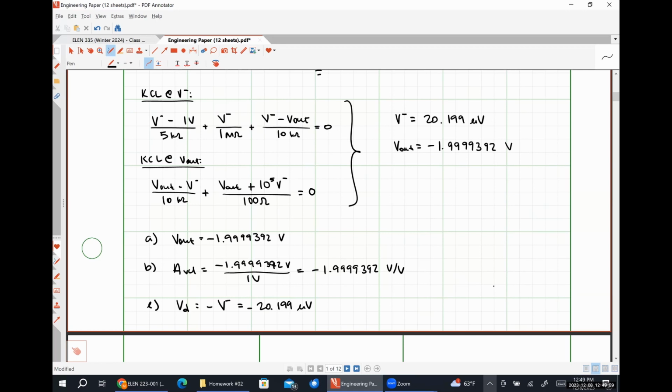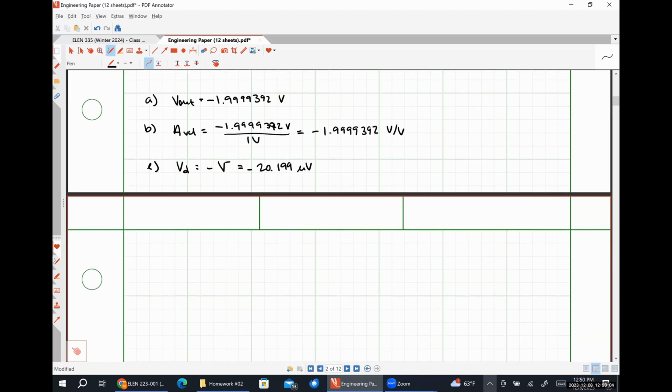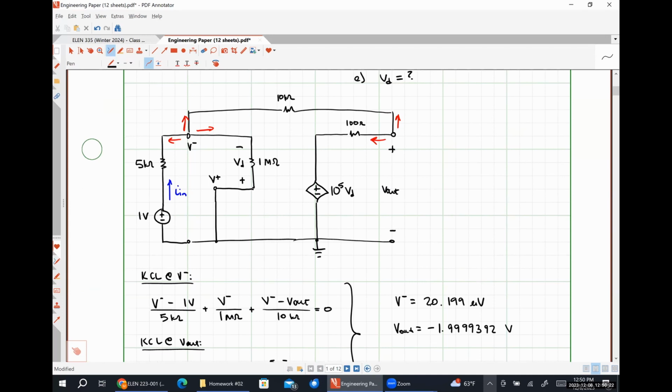Let's look at our input resistance here. Okay. So our input resistance, lowercase r, which this is part C, is defined to be our input voltage divided by our input current. How are we going to quantify our input current in terms of things that we already know? So (1 volt minus V minus) divided by 5 kiloohms.